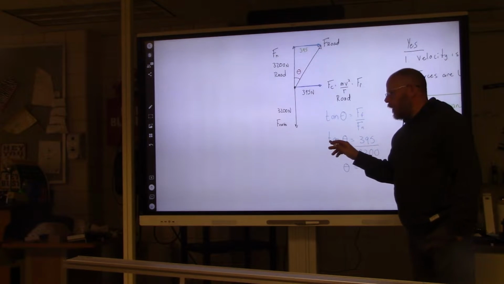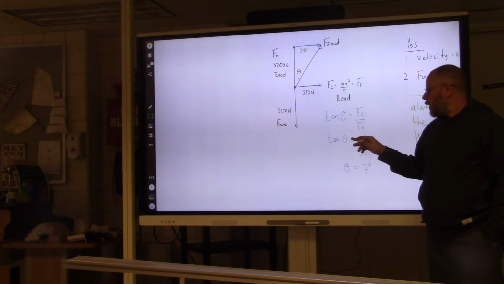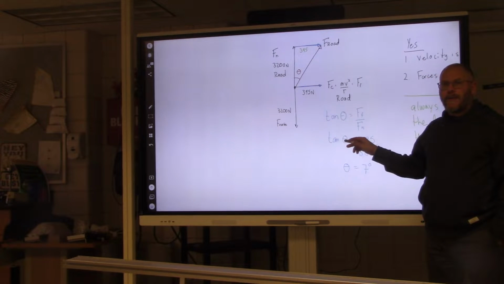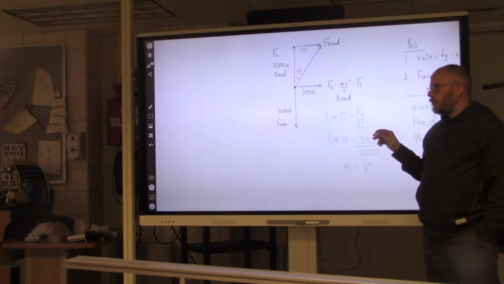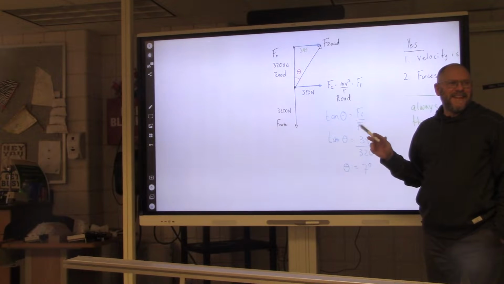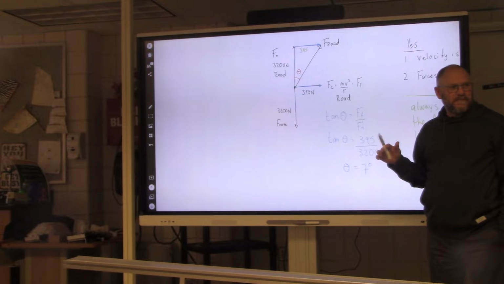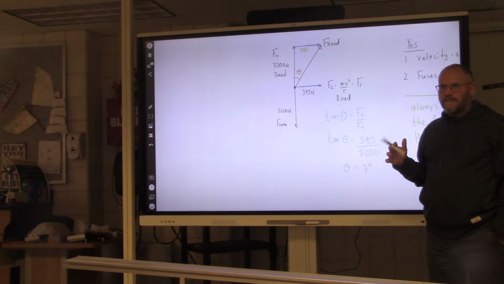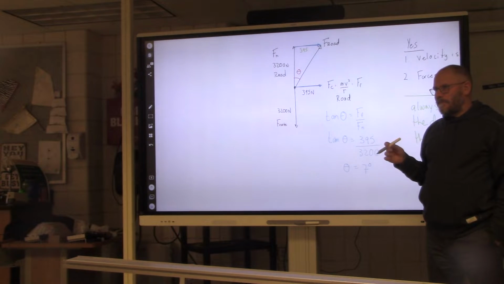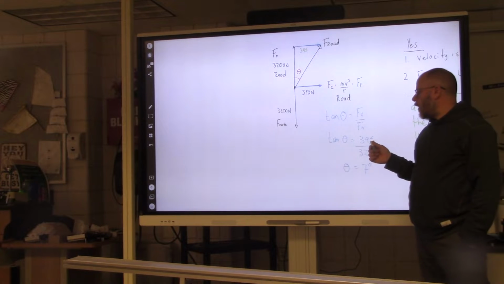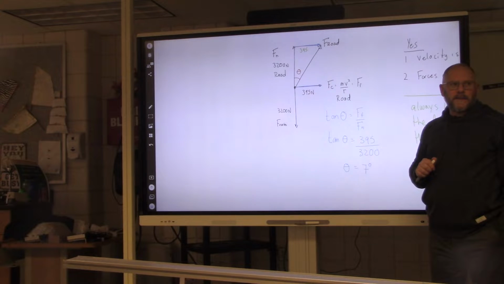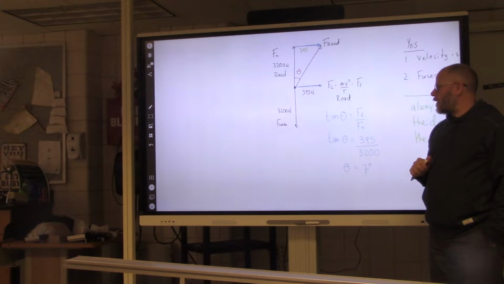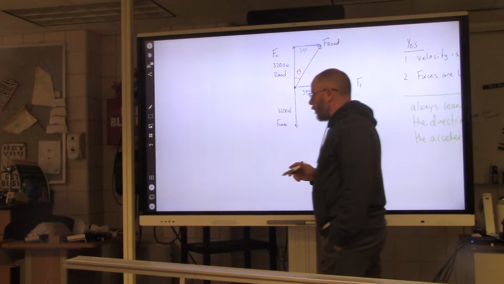And then, if this isn't obvious to you, in order to solve for the angle, you have to do the inverse tangent of both sides. Is that something you guys know how to do? Barely. On a calculator. That's fine. You just need it on a calculator. So this is a 7-degree angle. Okay.